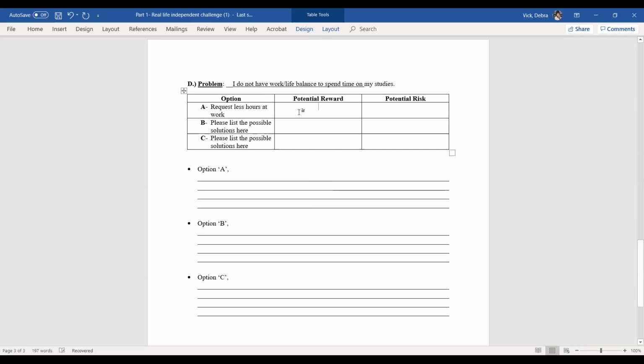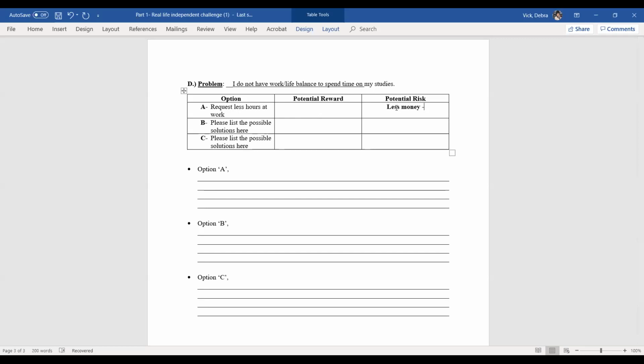Okay. And then you're going to put the potential reward. What could be the reward for this and what could be the risk? Of course, one of the risks that we can talk about is maybe less money, right? Which can result in a lot of things.